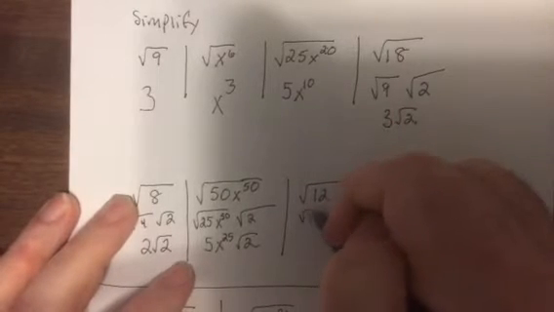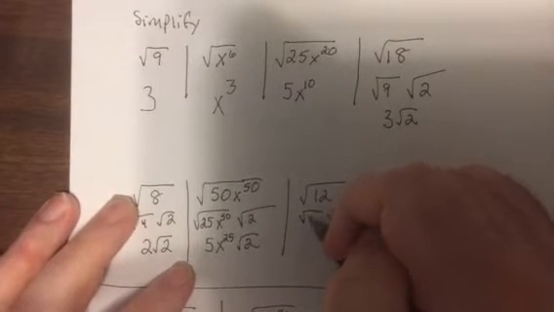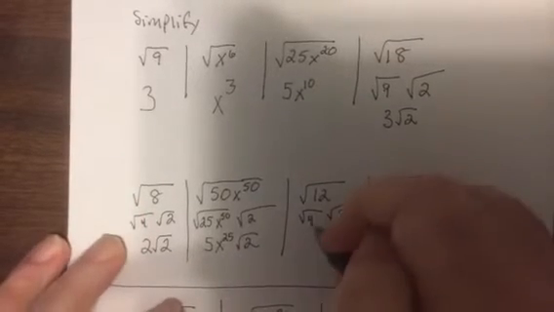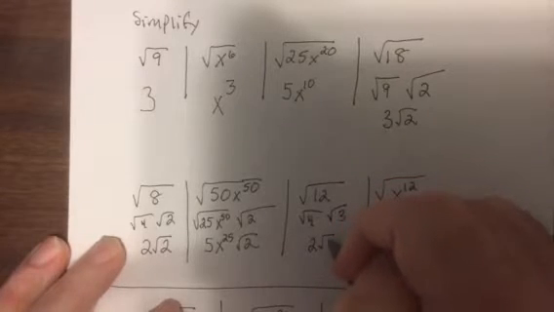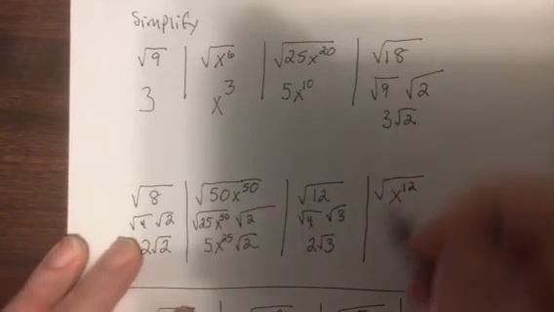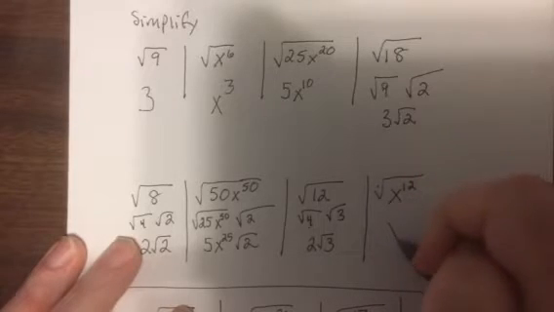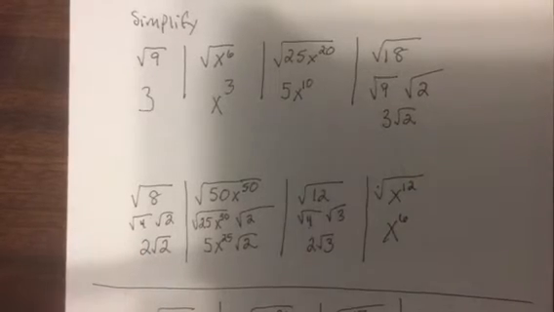Square root of 12. Perfect square is 4, because there are 2 2's in 4. So 2 squared is 4. So 4 times 3, that'd be 2 square root of 3. Then x to the 12th, divide the power by 2, because the index is 2, it's x to the 6.